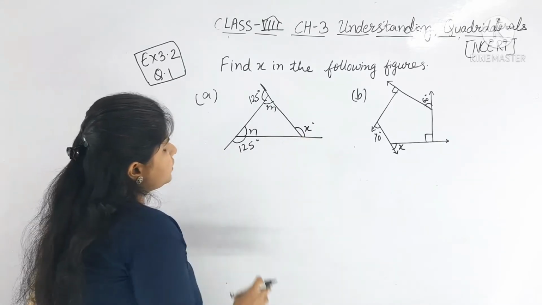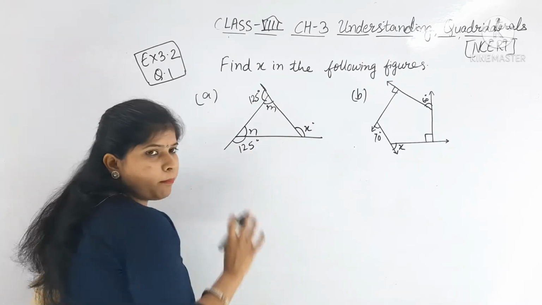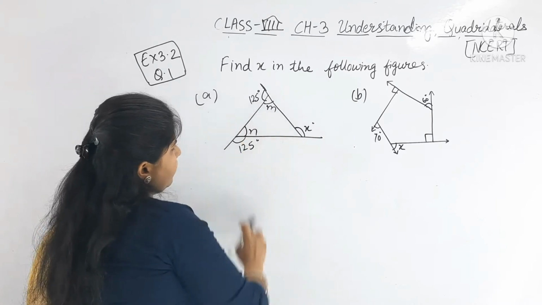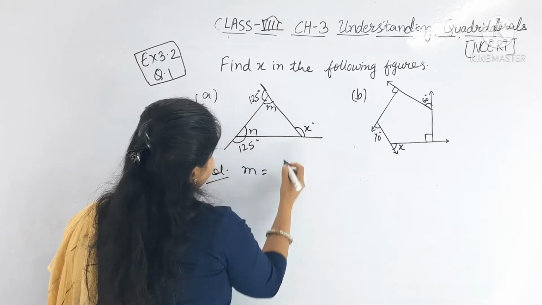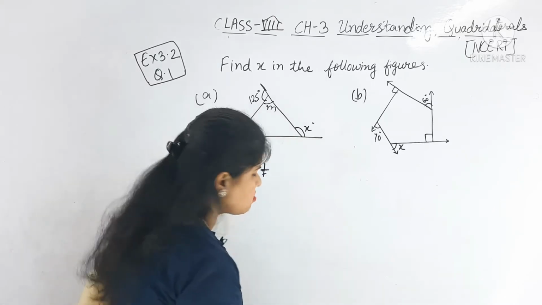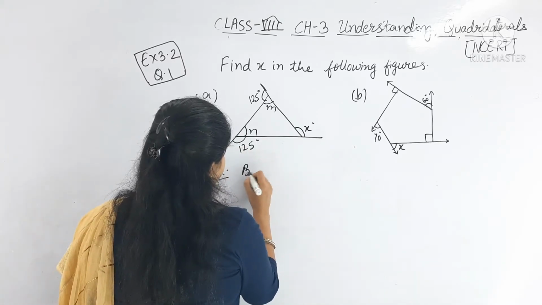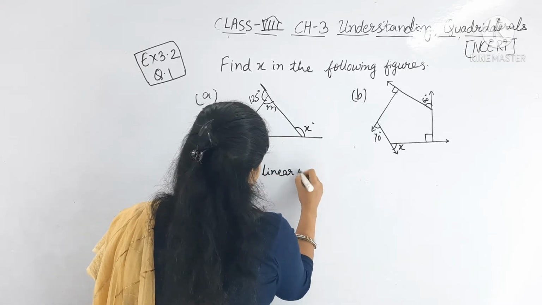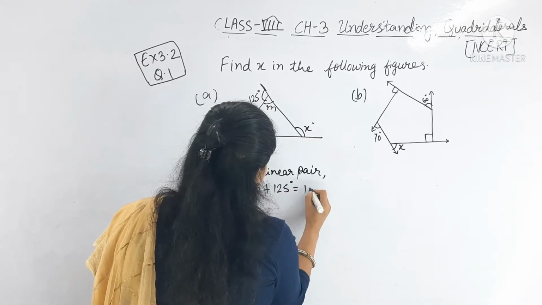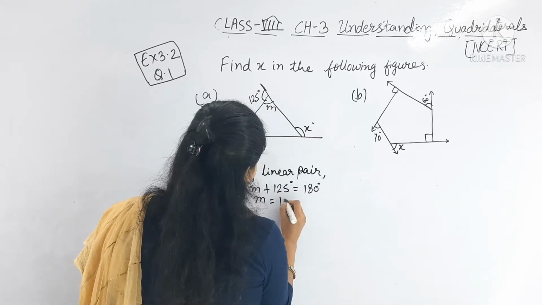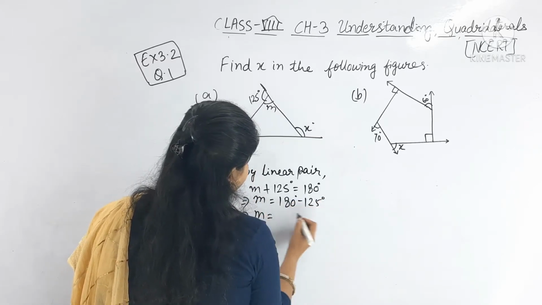So we know that the sum of the interior angles is equal to the exterior angle. This is the property. So we have to first find these interior angles. How can you find them? By linear pair we can write m plus 125 degree is equal to 180 degree. So m is equal to 180 minus 125 degree.